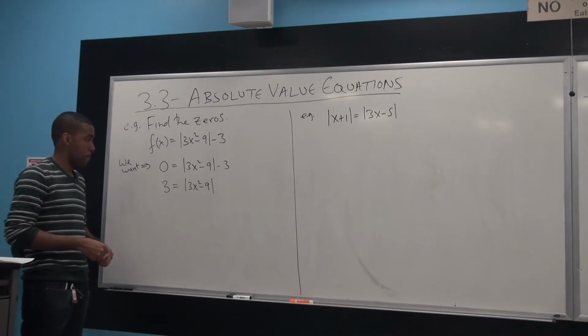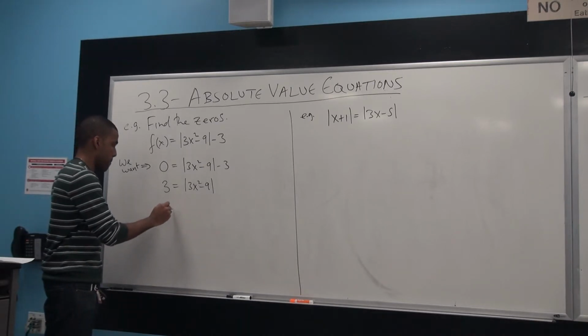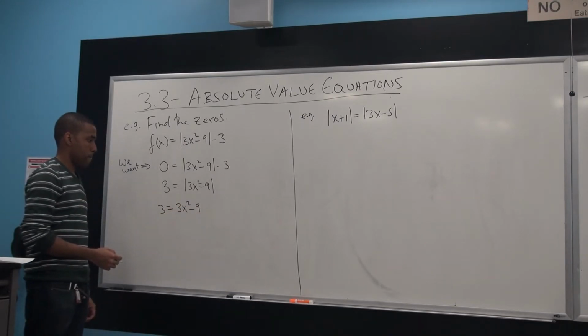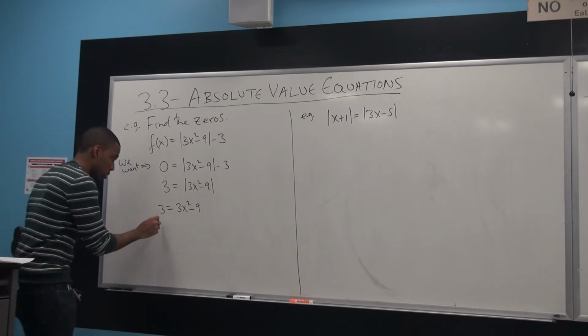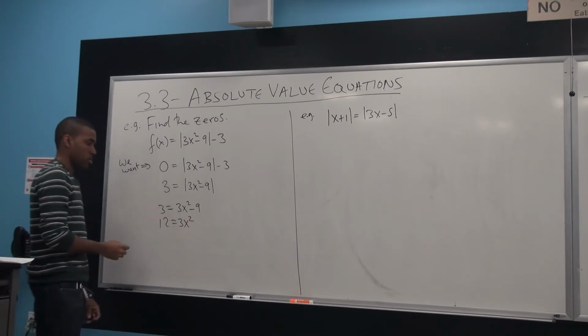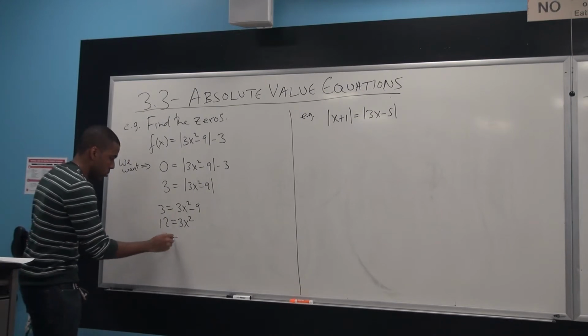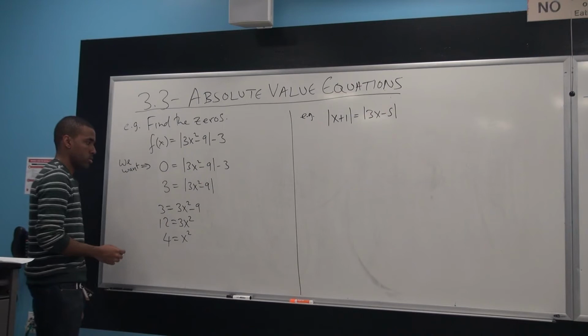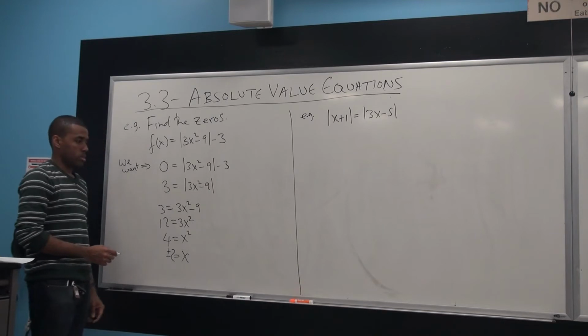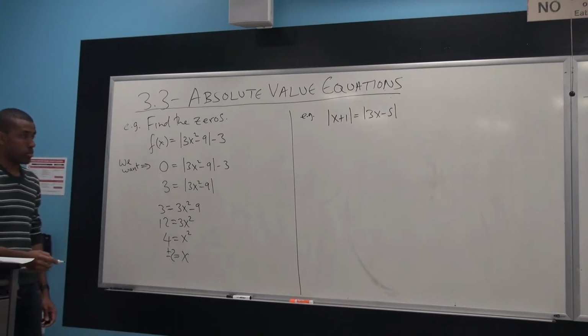For the first one, just remove the absolute value sign. Add 9. So if I add 9, what do I get? I get 12. Then divide by 3. Positive, negative 2. So x equals plus or minus 2. Is that it? We're done? No, we're not done. Check it.